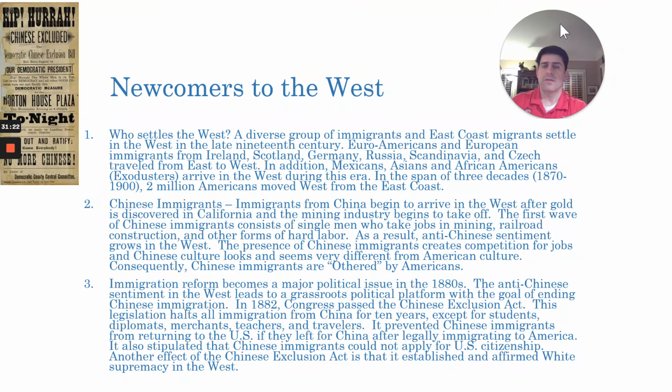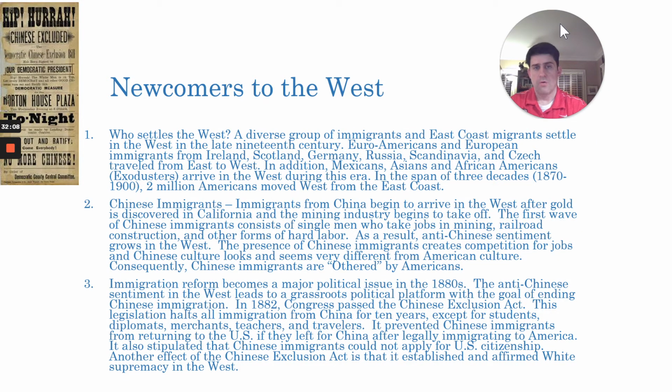I mentioned that immigration reform, particularly with regard to Chinese immigrants in the West during this time, becomes a major political issue in the 1880s. There was so much anti-Chinese sentiment that it led to a grassroots political platform with the goal of curtailing Chinese immigration, and it works to a degree. In 1882, Congress passes the Chinese Exclusion Act. This legislation immediately halts all immigration from China for 10 years, except for students, teachers, diplomats, merchants, and travelers.